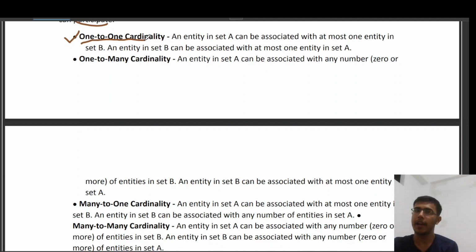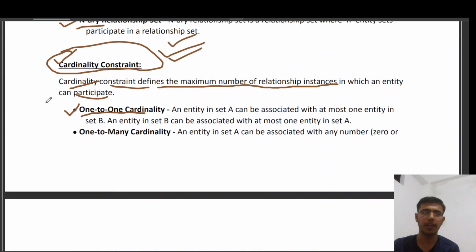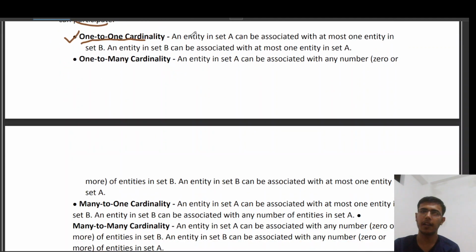One-to-one cardinality: an entity in set A can be associated with at most one entity in set B. So what is one-to-one cardinality? An entity in set A can be associated with at most one entity in set B, right?